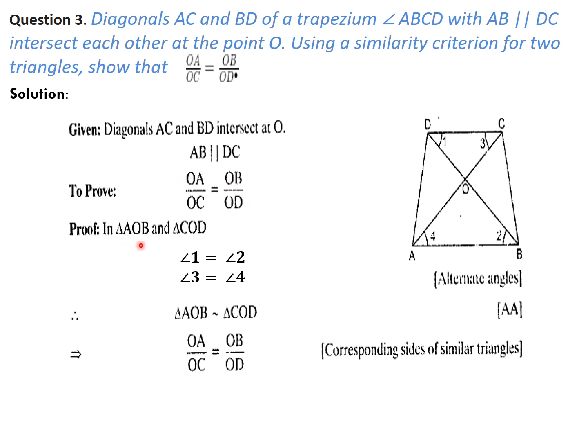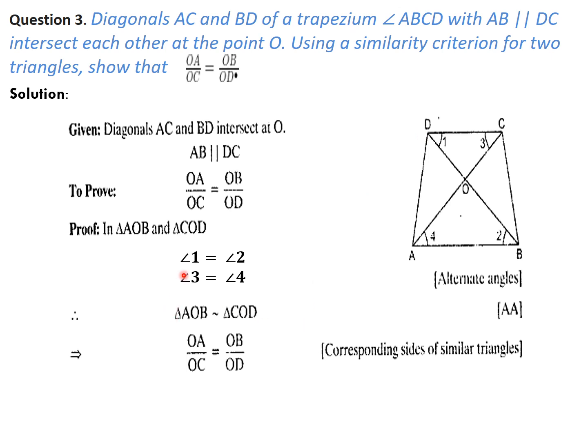So for the proof, in triangles AOB and COD, we can see that angle 1 equals angle 2 and angle 3 equals angle 4 because they are alternate angles. So since we have two angles which are equal for the two triangles, by AA similarity criterion, triangle AOB is similar to triangle COD.